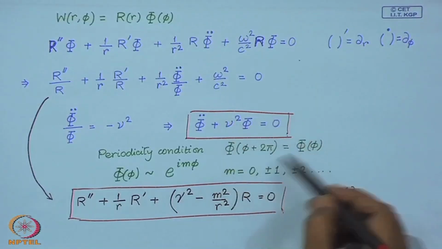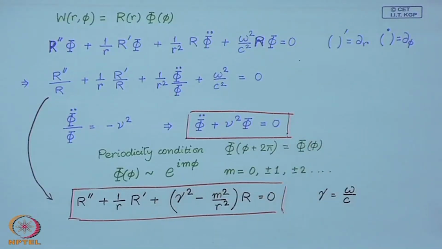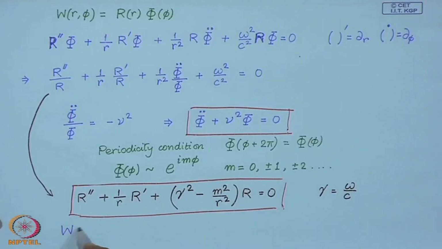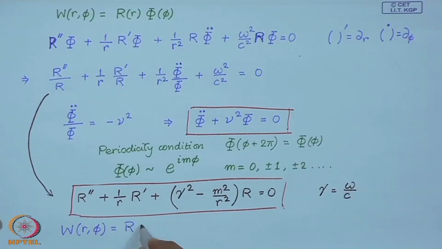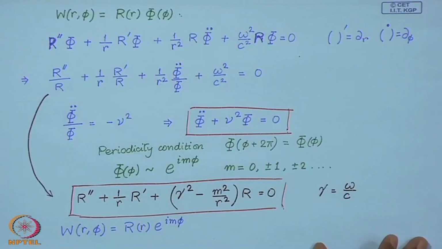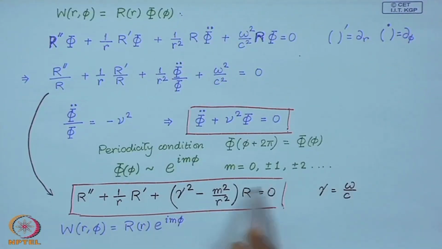So, for the angular function we must have a solution like this. Our solution till now is like this. Okay, now we have to solve for this radial function.